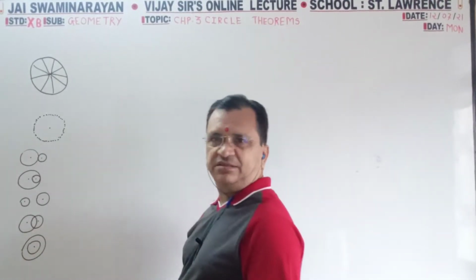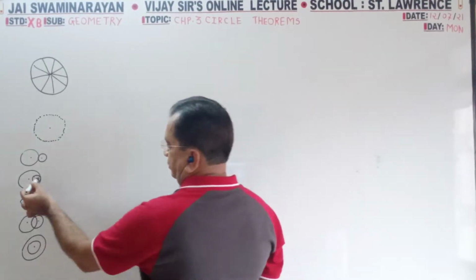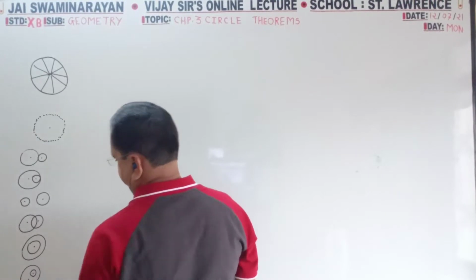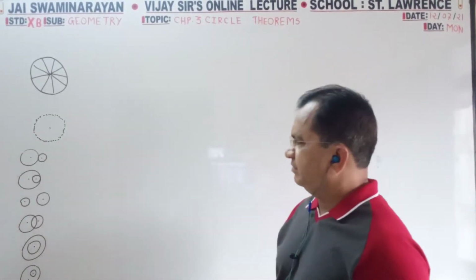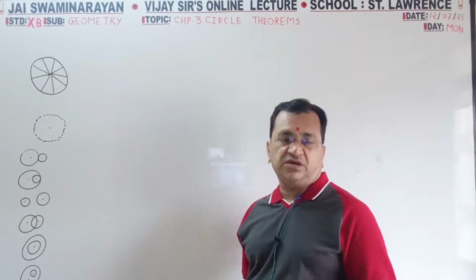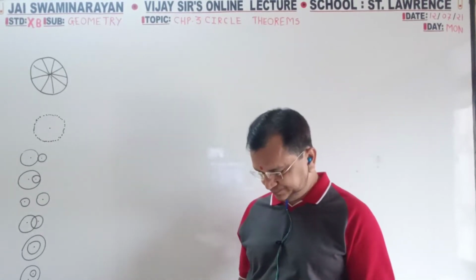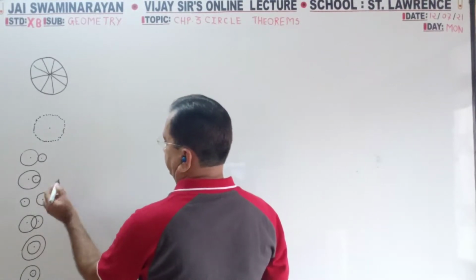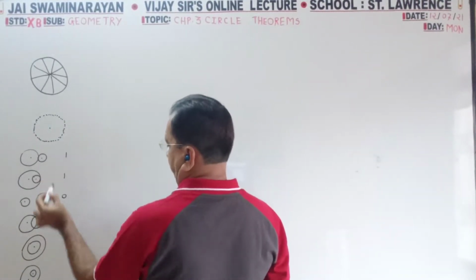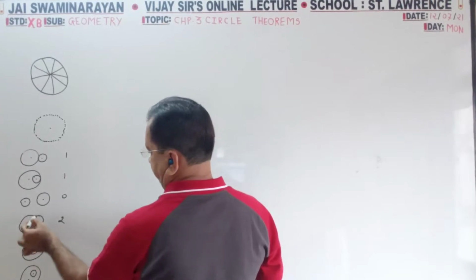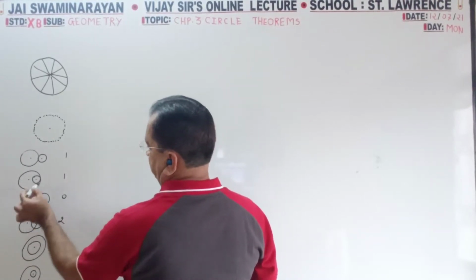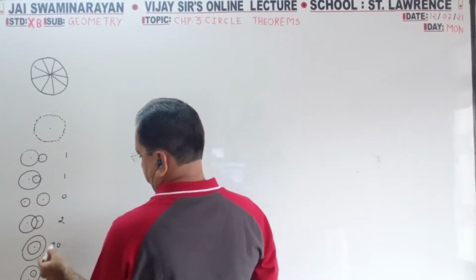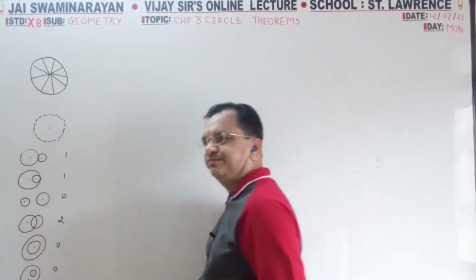Same center, two circles. This is touching, this is not touching but included. These are the pairs of circles you can draw. Here 0 common points, 1 common point, 1 common point, 2 common points. Nothing common here. 0 common points, 0 common points.